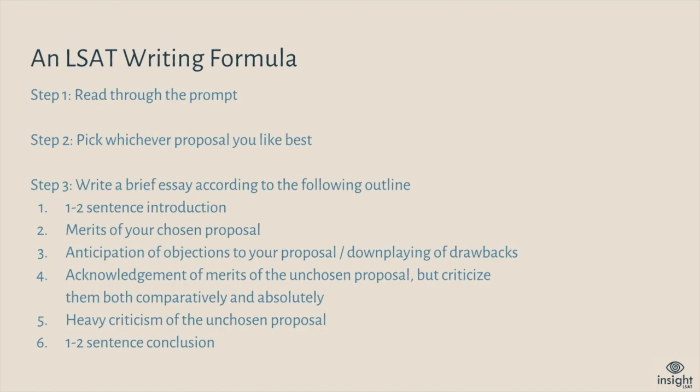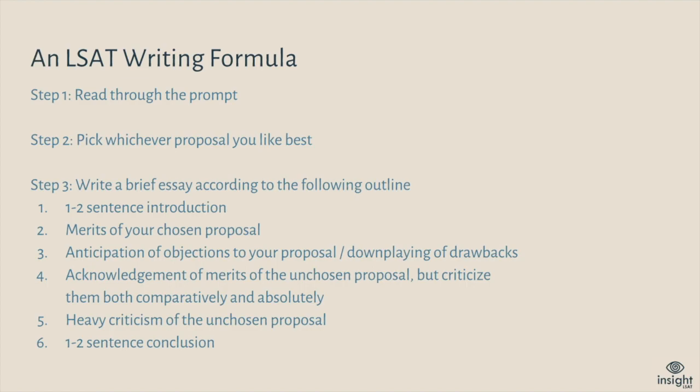Remember I said that both proposals have good things and bad things about them. A more convincing argument is one that recognizes this fact. So in the third paragraph, you're going to admit that it's not a completely perfect proposal, and you want to anticipate what somebody who would choose the other proposal is going to say about your proposal. Once you anticipate these objections, you want to respond to them, right? Yeah, there's a couple things that are wrong with my proposal, but they're not that bad, and the merits more than make up for them.